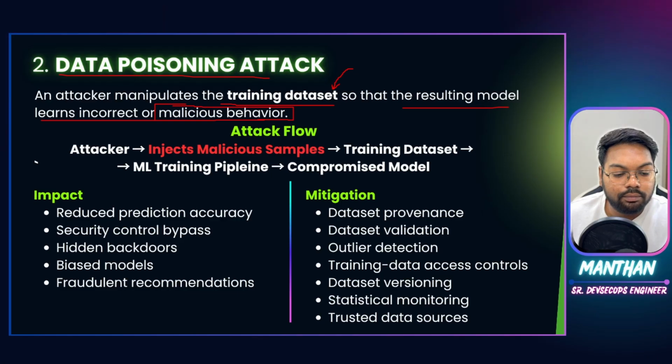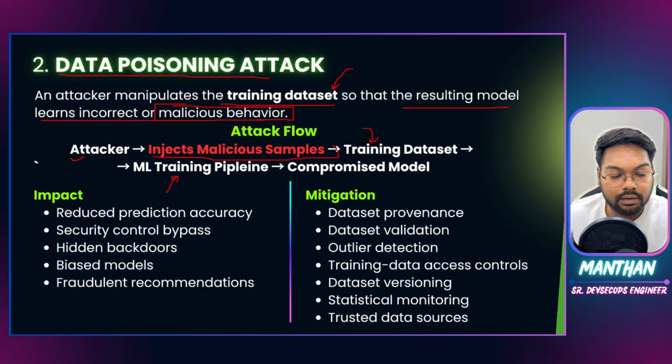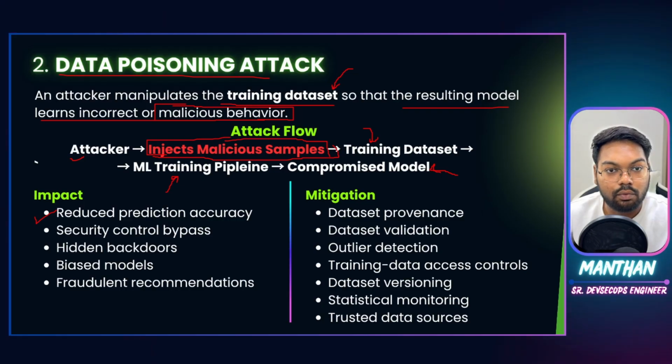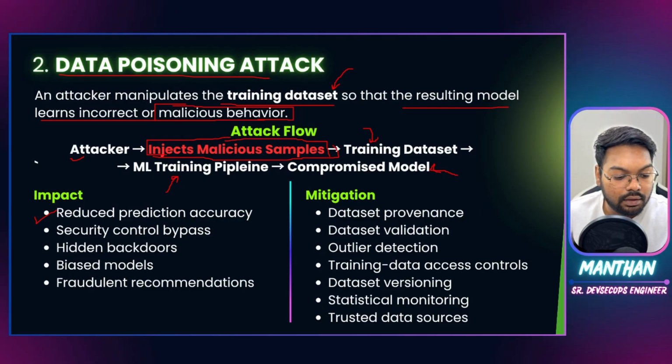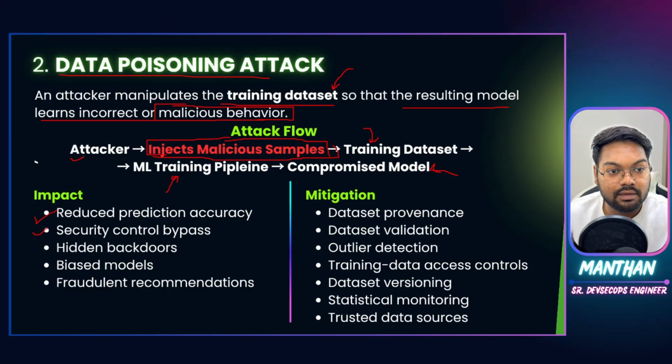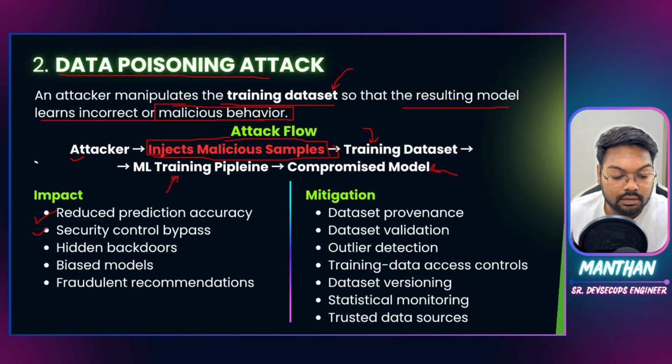So then what is the attack flow? The attacker injects malicious samples of data into the training data set, and then the ML training pipeline grabs that and creates a compromised model which has these malicious file samples or example samples. So what it could potentially impact is it would reduce the prediction accuracy for whatever the model is generating. It could bypass the security controls that are implemented by your organization or for your personal use as the matter.